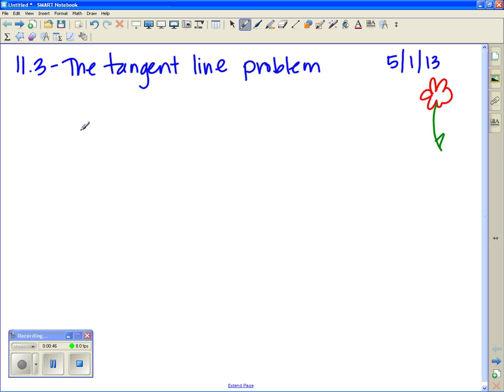Basically, what you guys encountered the other day is the limit as h approaches 0 of f of a plus h minus f of a all over h. This is called a derivative. Okay?